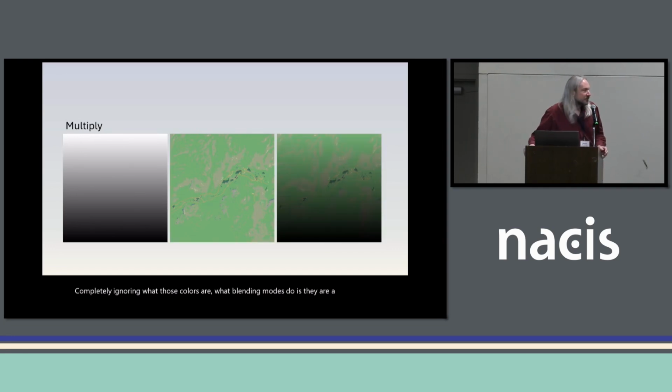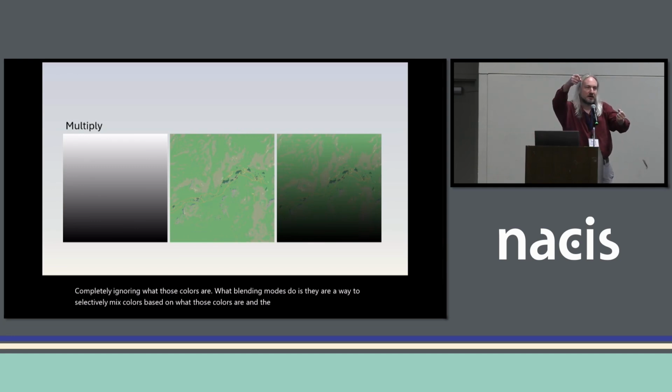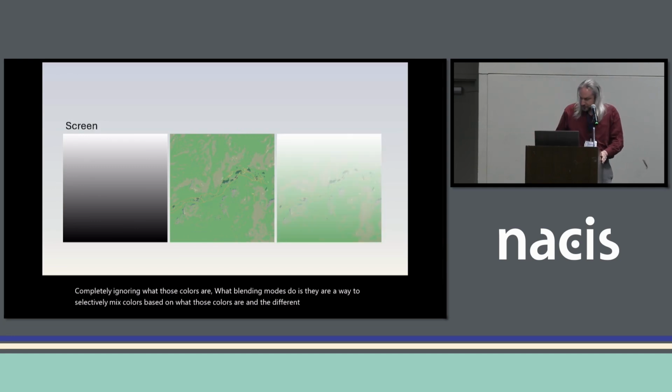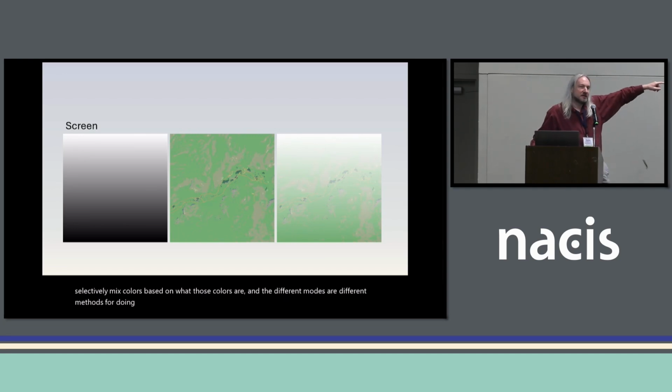So for example, multiply, a pretty common mode, makes white completely transparent and black opaque. So this is really good for simulating the addition of ink to a page. Using a multiply mode is almost exactly like printing out that layer on a sheet of plastic and then laying that plastic over a printout of whatever's underneath it. Screen is the opposite of multiply. White is now opaque, black is completely transparent. This is really great for lights and luminous effects.